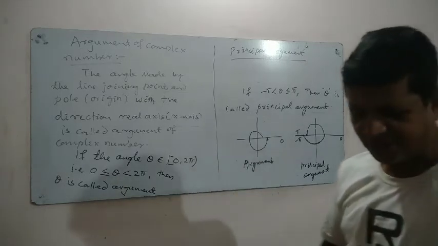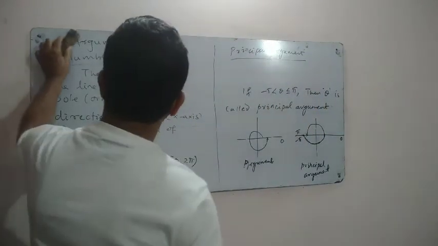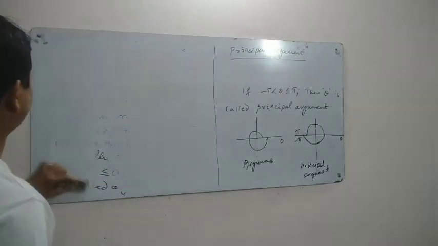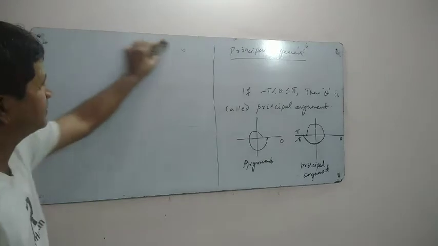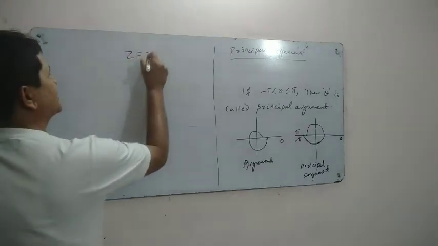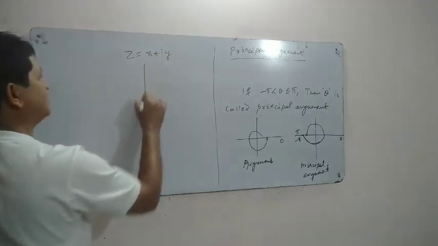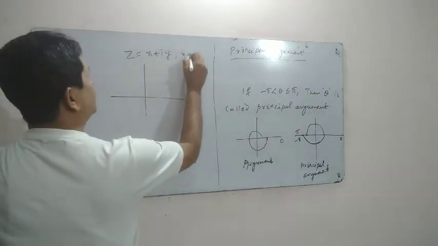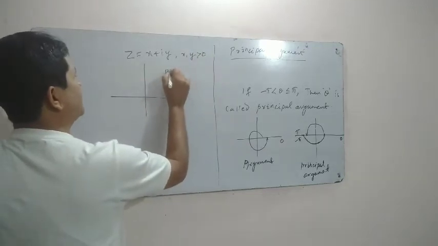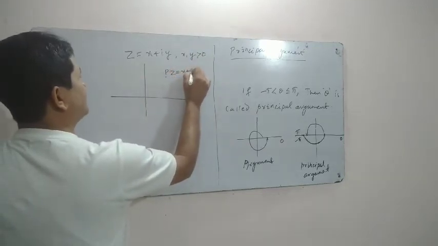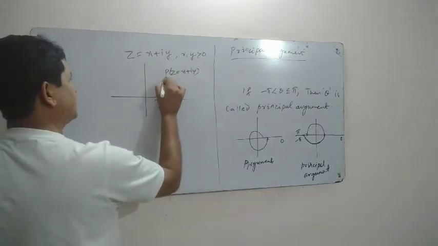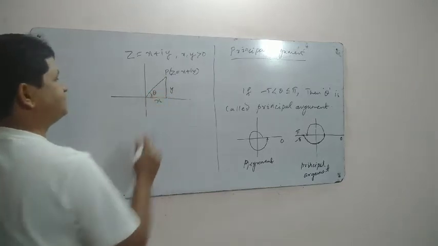Now let us see, if the argument lies in the first quadrant, then what will be its formula? Let z equals x plus iy, with x and y both positive. Then this point is z, that is x plus iy. This part is x and this part is y. Join this point; this angle is theta.